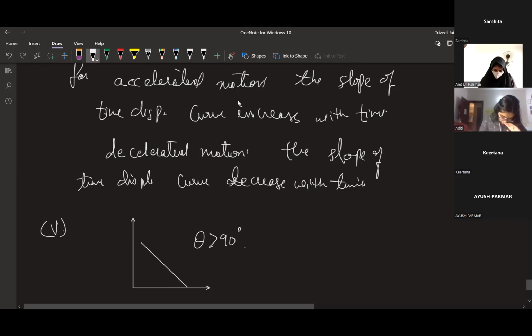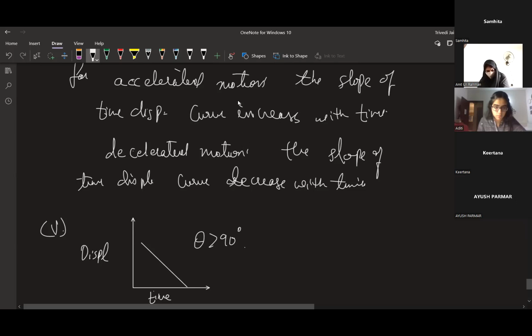Now that also depends upon the point of reference. Displacement, time. So we can say this particle is moving towards the point of reference. Our time axis is the point of reference. So it is moving towards the point of reference, so that it's making more than 90 degrees. It's not exactly 90, it's more than 90 degrees.